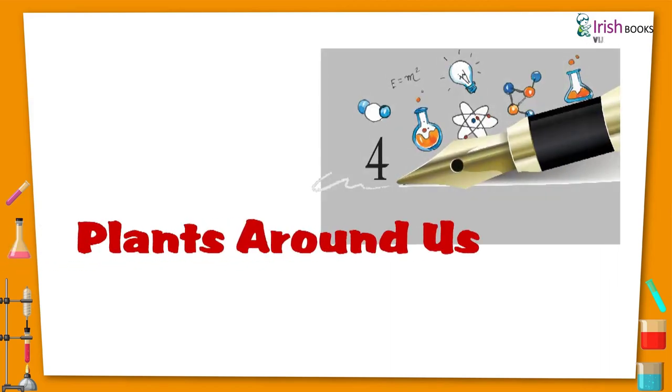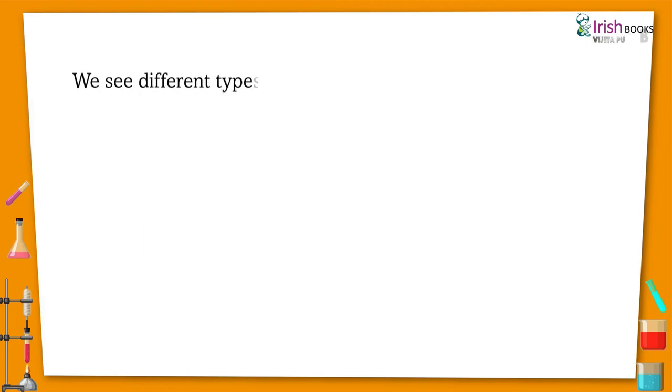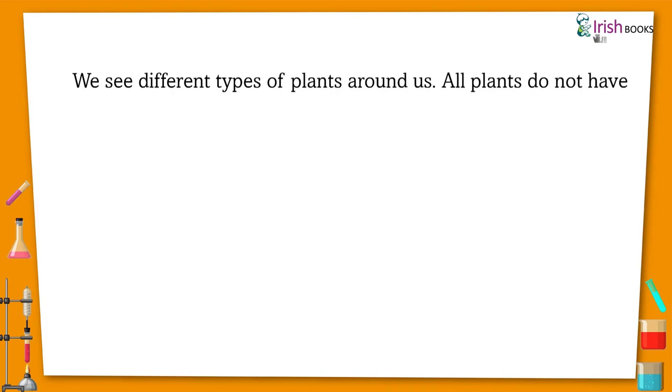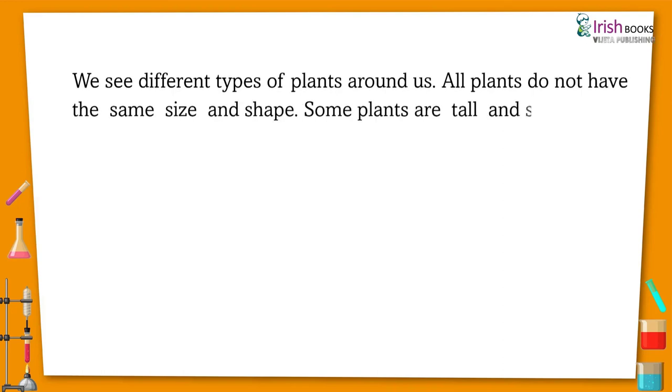Chapter 4. Plants around us. We see different types of plants around us. All plants do not have the same size and shape. Some plants are tall and strong, some are short, while some are weak.